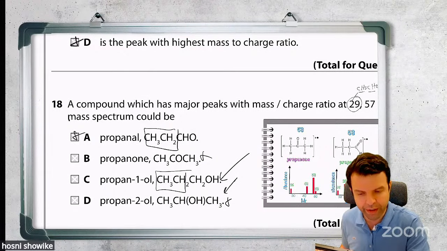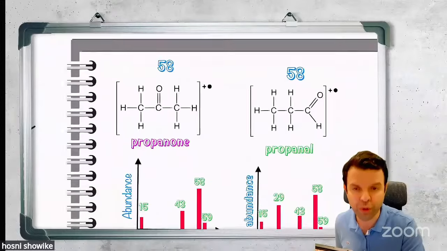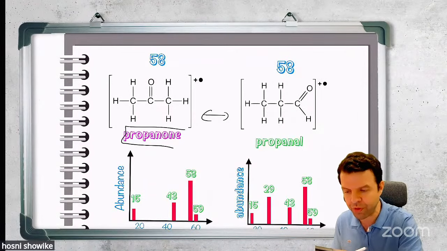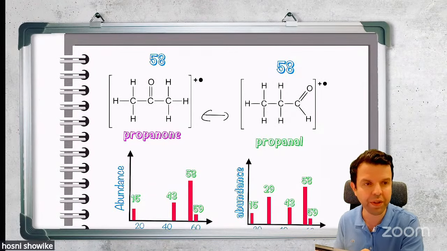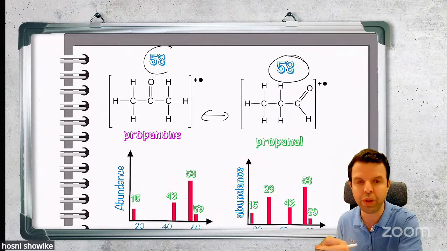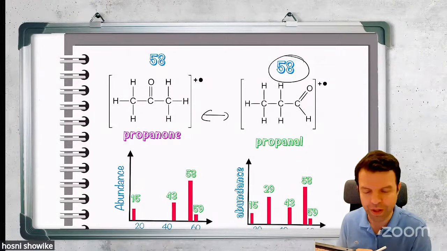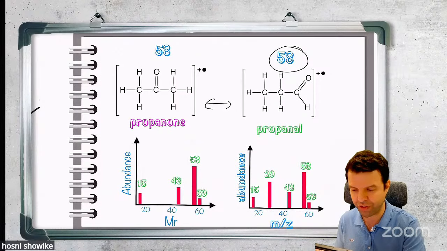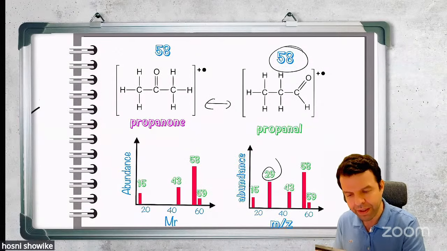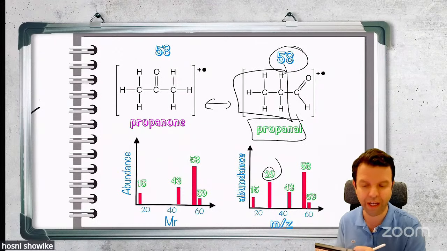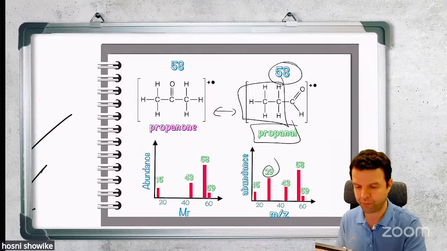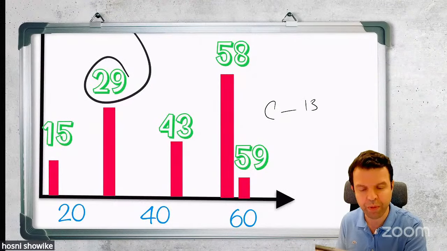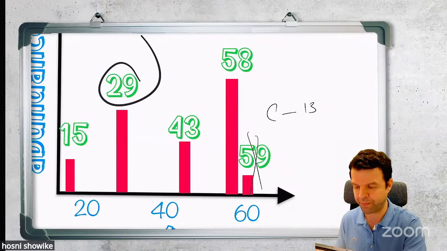So again, it's quite common to ask you to distinguish between those two isomers, a ketone and an aldehyde. What do they have in common? Both have the exact same molecular mass. How do you distinguish between them? You'll distinguish by means of their fragmentation. With propanal, it is the only one that has this fragment. Do you know what that 59 represents? That's the one where there is carbon-13, but it's not our case here.